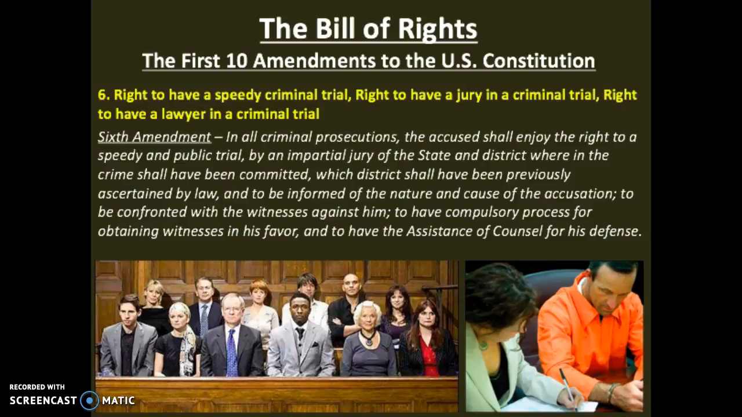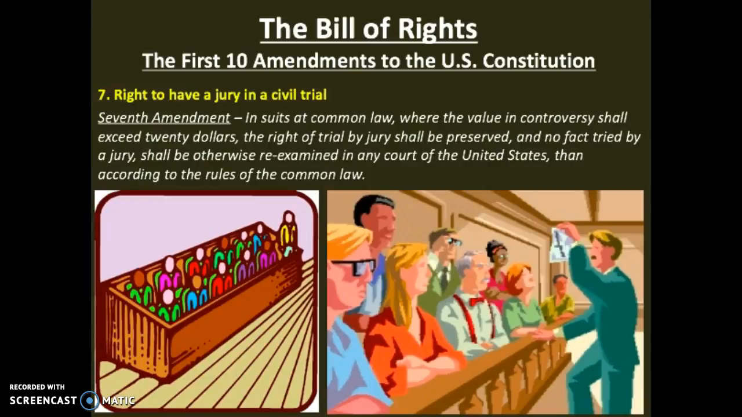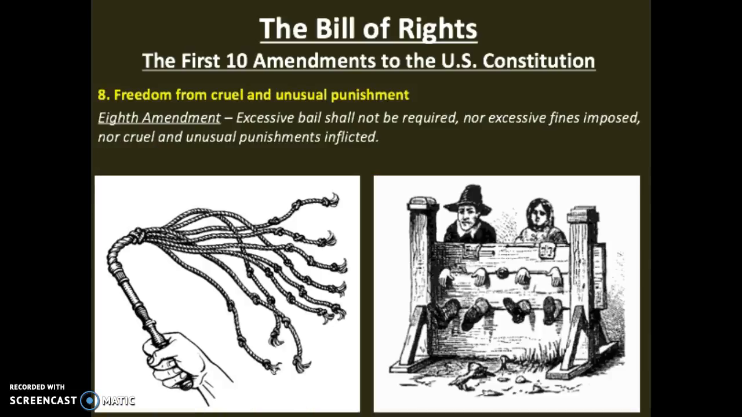Number 6 is another right of the accused. It's the right to have a speedy criminal trial and to have a jury and a lawyer. Therefore, it means that no jury or no cases or trials can take an extensive amount of time, and they cannot withhold your right to have a jury. Number 7 is the right to have a jury in a civil trial, which is not as common.